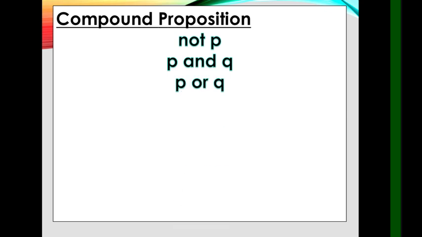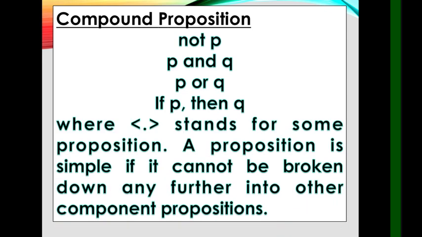Another is P or Q. Okay? She is good or bad. So again, she is good or bad. So that is a compound proposition. If P, then Q. I repeat, if P, then Q. So that is an if and then statement, and that if and then statement is a compound proposition, where P stands for some proposition.